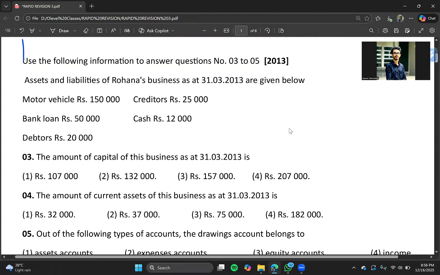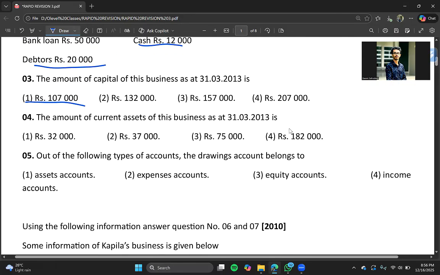So when you calculate, the assets are the motor vehicle, cash, and debtors. You have to add these three, and from that you have to deduct the liabilities. After deducting the liabilities, it comes to 107,000. This will be the answer.